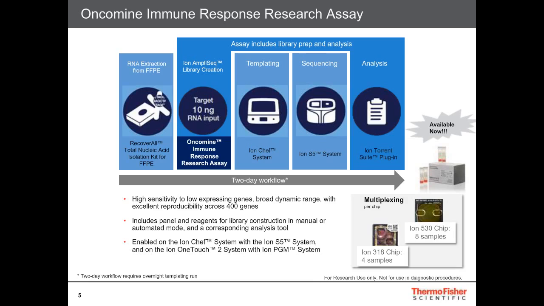So we use the Ion AmpliSeq library creation technique, which has very many desirable properties. It works on very low amounts of input material, DNA or RNA, as little as 10 nanograms of RNA. It is compatible with FFPE samples, and it is highly sensitive to low-expressed genes. It has a broad dynamic range and excellent reproducibility. The kit includes also the analysis. So our goal is to make the analysis simple, and it includes panels and reagents for library construction in manual or automated mode.